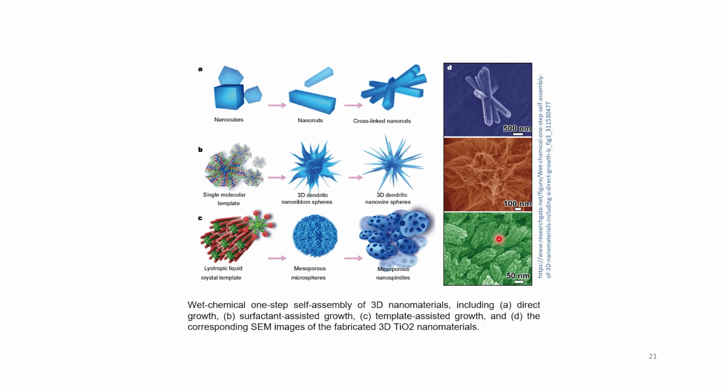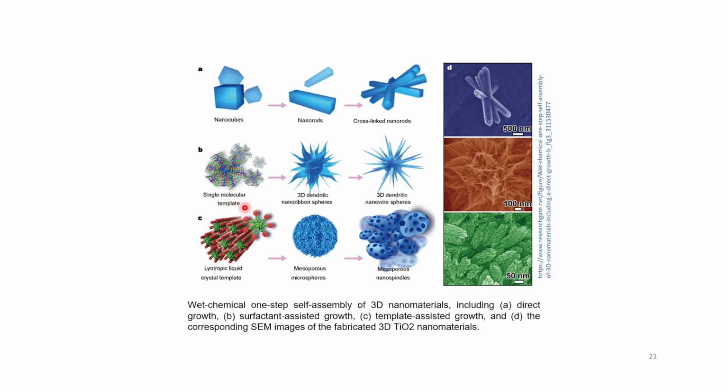Then this is surfactant assisted growth and this is template assisted growth. That is how it looks. That is the direct growth. You have nanocubes, then nanorods and then cross-linked nanorods. So you've started from a nanomaterial and you've created a microscopic structure of cross-linked nanorods. That is how they look.